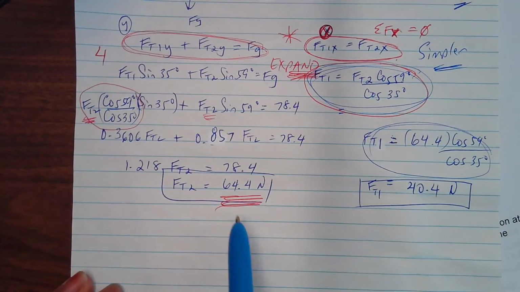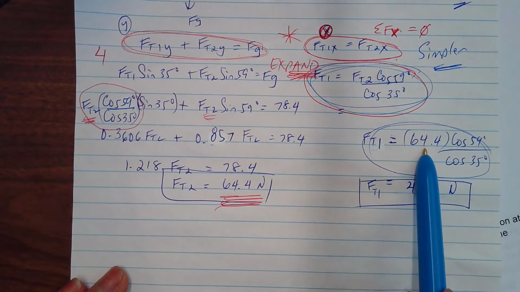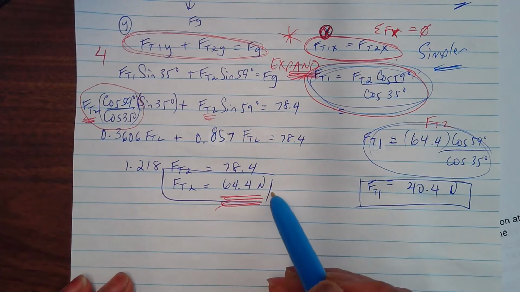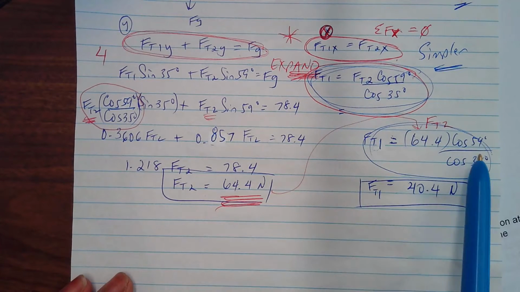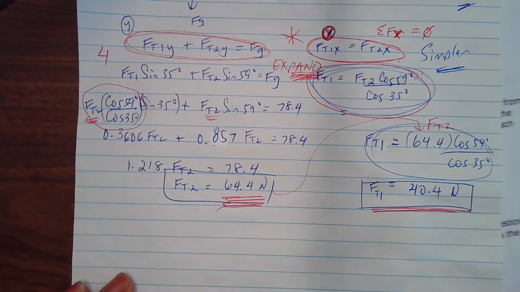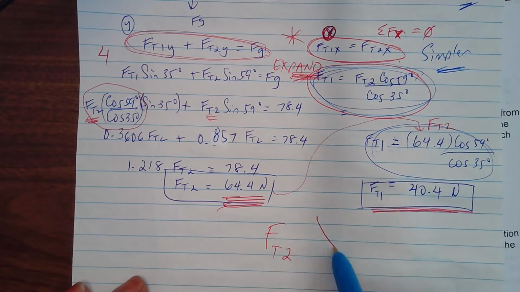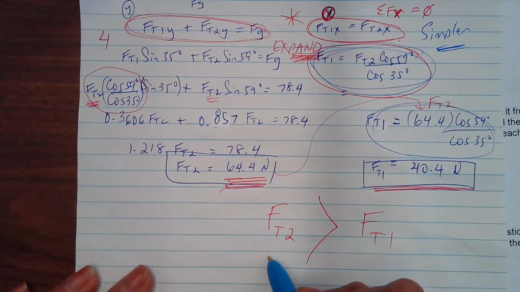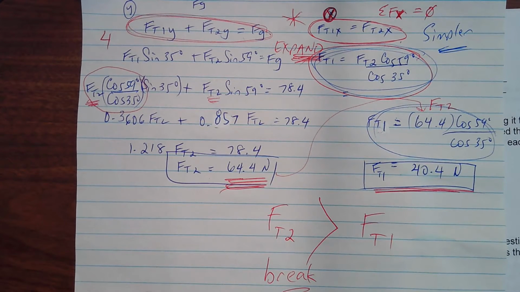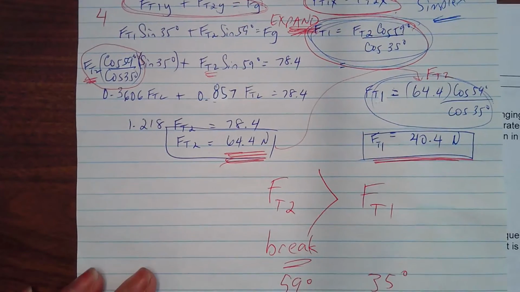So now I put this back into the equation right here to solve for FT1. So here's your FT2, which is 64.4. I put that over here, and you still have cos of 59 over cos of 35, and the whole thing adds up to be FT1 of 40.4. As you can see here, FT2 is greater than FT1, so rope number 2 will break first. It is going to be stretched first because this is a 59-degree angle as opposed to a 35-degree angle.